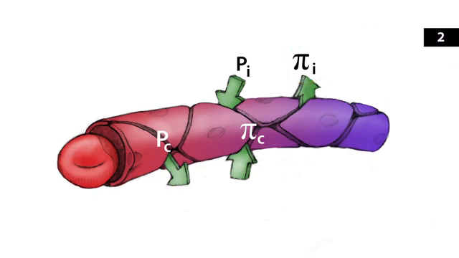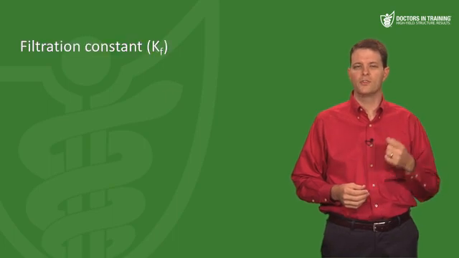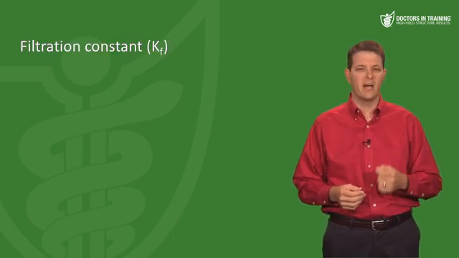So again, make sure you understand these 4 forces. You've got the capillary pressure and the interstitial colloid osmotic pressure drawing fluid out of the capillary, and then you have the interstitial fluid pressure and the capillary colloid osmotic pressure drawing fluid back into the capillary. So make sure you understand those. There's another factor that affects capillary fluid dynamics you should know about, which is called the filtration constant, which we express as Kf.